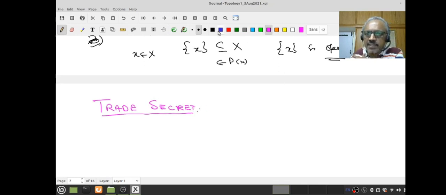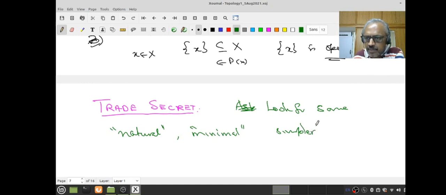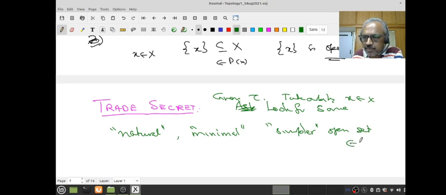The trade secret is: whenever a topology is given, look for some natural, minimal, or simpler open set. Given a topology, take an arbitrary x in X, then look for some natural, minimal, simpler open set, that is, a simpler element in tau, that simpler open set U, so that x belongs to U.